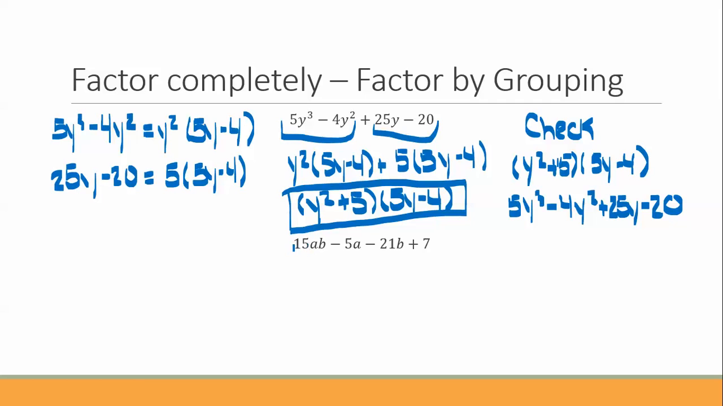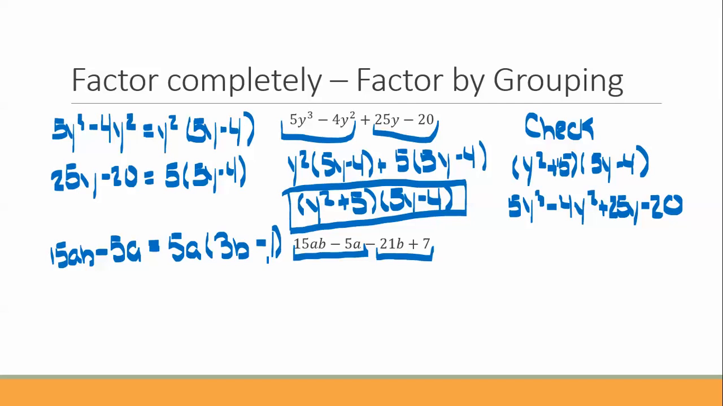This second problem, we'll take the 15ab minus 5a minus 21b plus 7. We're going to group that again. There's 4 terms, so we're going to look at the 15ab minus 5a. From both of these, we can factor out a 5a, and we're left with 3b minus 1. Remember, if this is the same as this, we need that minus 1 in there so we can end up with the right amount of terms.